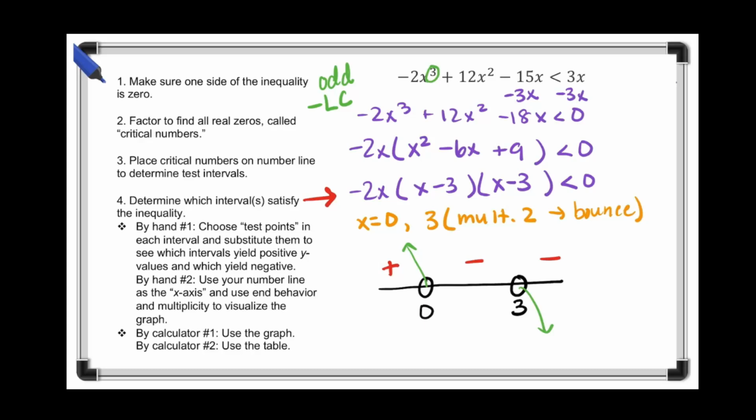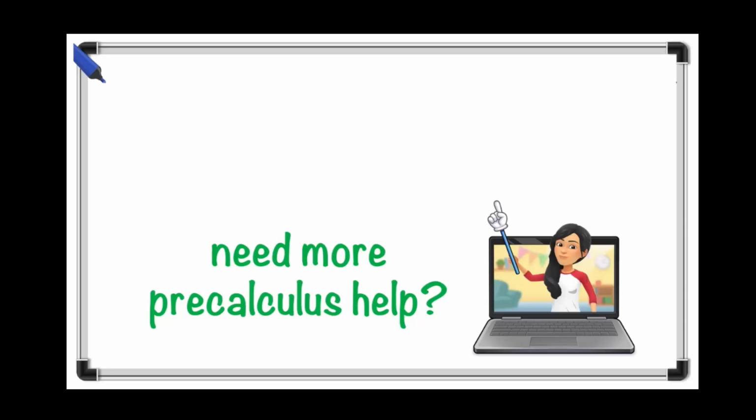Okay, so we know here that we've got to be under the x-axis, but because at 3 I know that it bounces, I'm going to touch the x-axis and then bounce back down. It is a less than, so I'm looking for negative, so I've got 2 intervals here that have negatives. That first one is 0, 3 with the U, and then 3, infinity. Okay, so overall, you need to remember that polynomial inequalities are all about knowing where your graph changes signs.